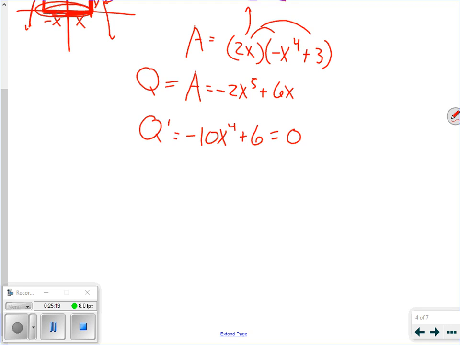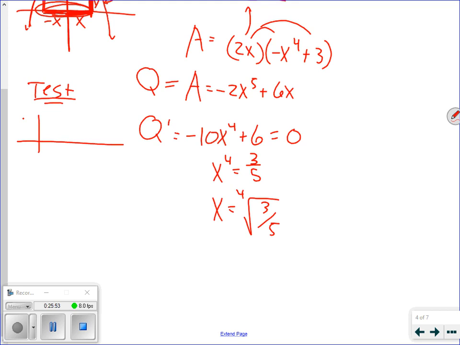Okay. I'm going to subtract 6 and divide by 10, so I get x to the fourth equals negative 6 divided by negative 10, which reduces down to 3/5. And I'm going to take the fourth root. So the fourth root of 3 over 5 is going to be that x value that I have to travel to have that inscribed rectangle with the maximum area. Let's test that and make sure that is indeed the maximum.